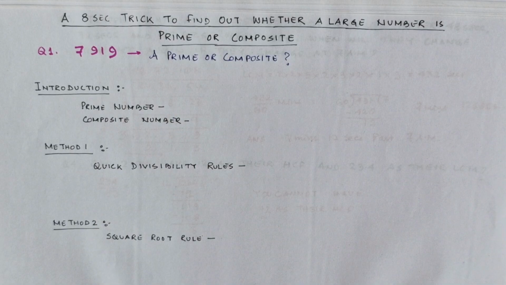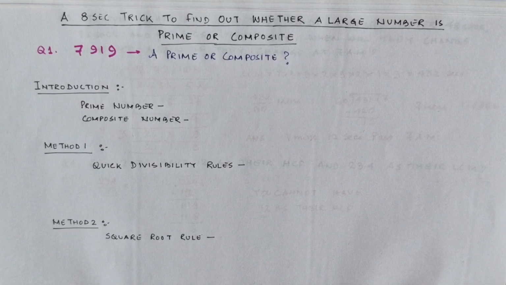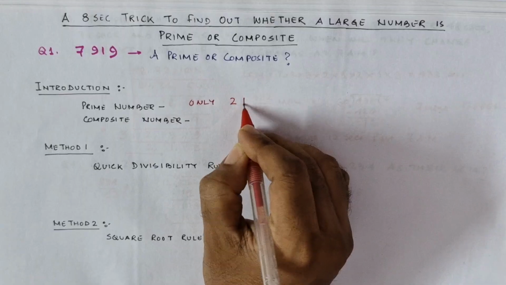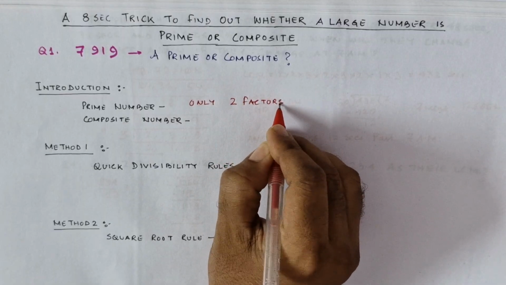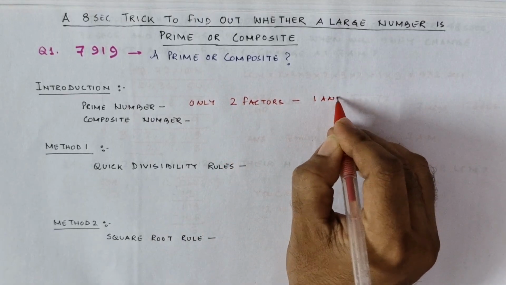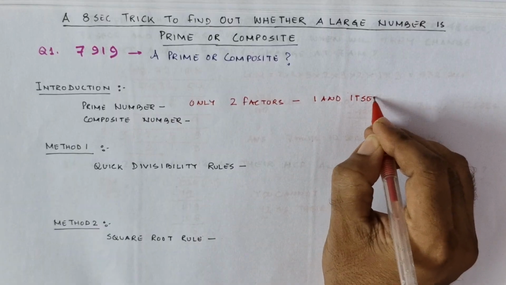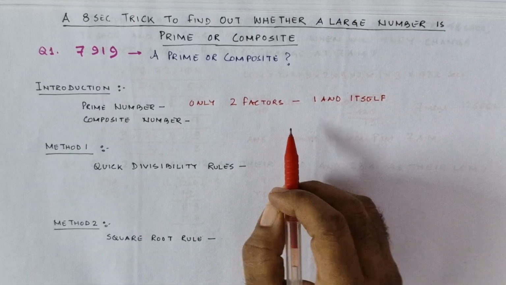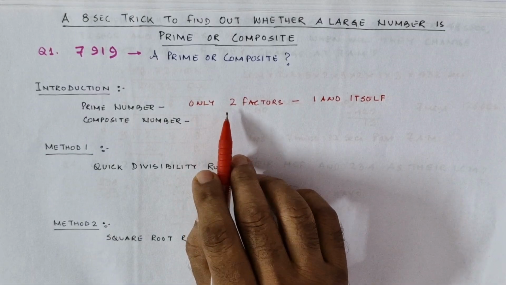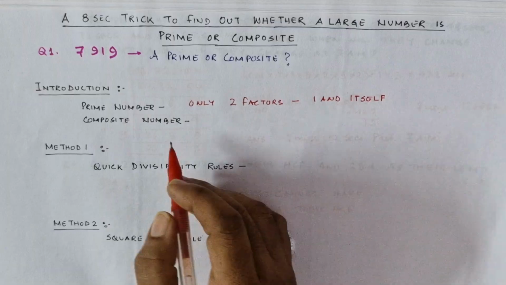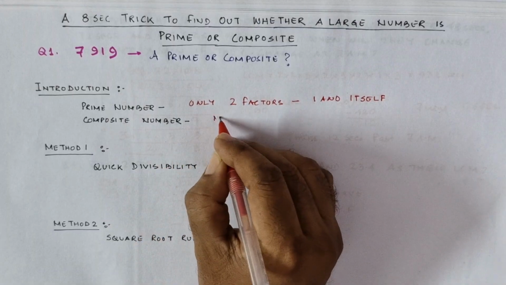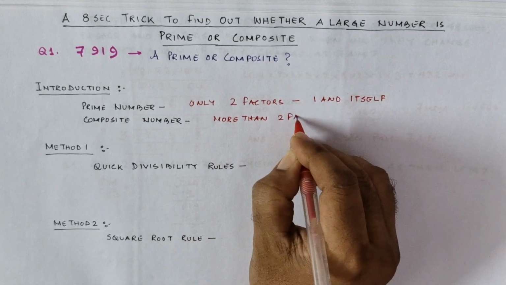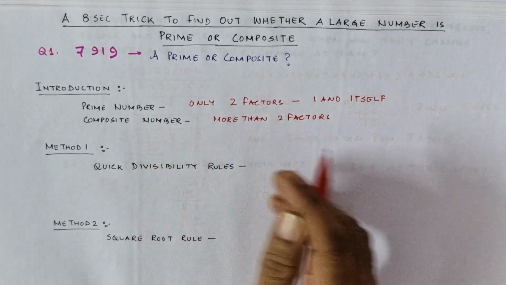Okay, so what is a prime number? We know a prime number has only two factors, that is 1 and itself. If you have seen my previous lectures, you also know that a prime number has only two factors, 1 and itself. Now what is a composite number? It has more than two factors. So this is the basic difference.